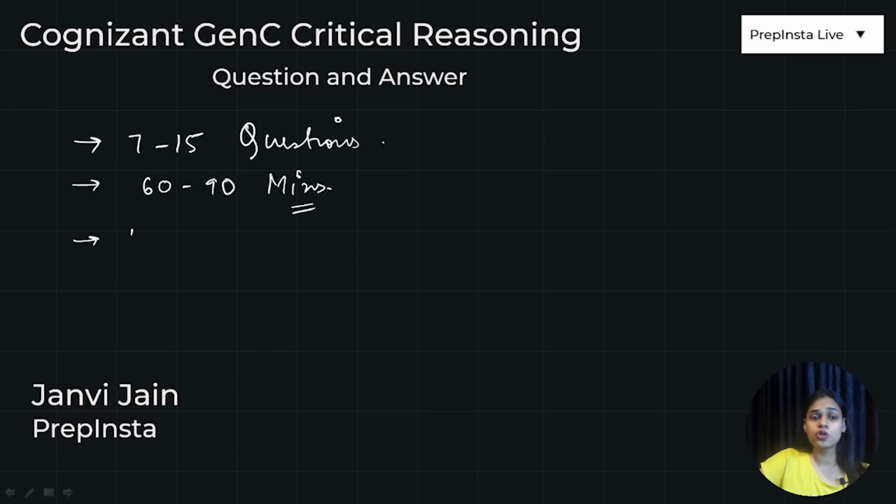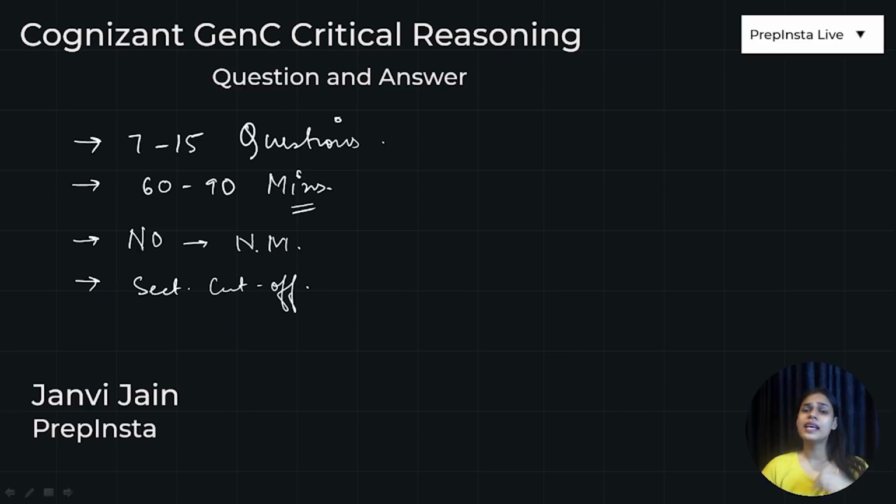Next, you do not have any negative marking, right? There is no negative marking for the GenC exam. And you have a sectional cutoff, right? For example, let's say if you have a total of 10 questions, you will have to get 7 to 8 questions correct in order to pass that particular section. All right, so yes, 7 to 15 questions, 60 to 90 minute combined time limit, no negative marking, and there is a sectional cutoff.